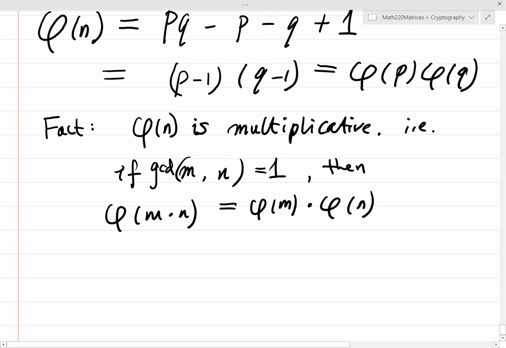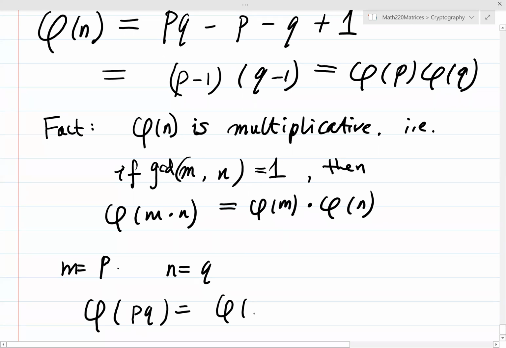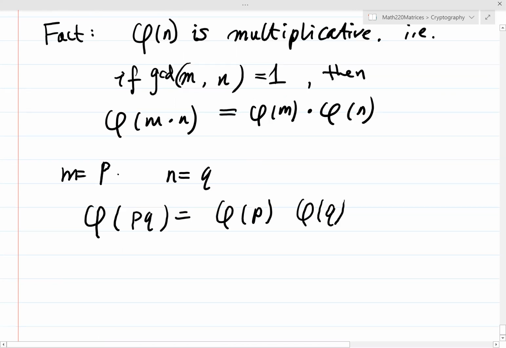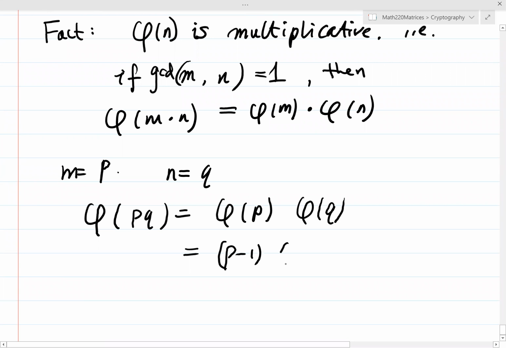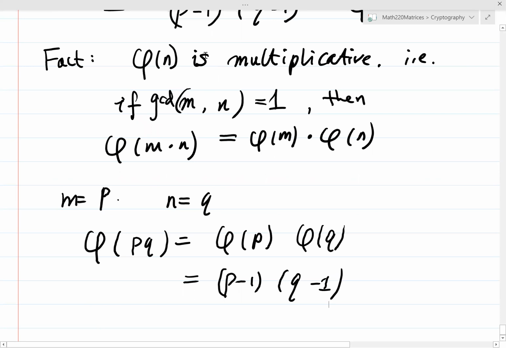When we choose M equal to P and N equal to Q, they are coprime and distinct, so phi PQ is phi P times phi Q, which is P minus 1 times Q minus 1. Now we already have enough background for the RSA algorithm. Now we explain what the RSA algorithm is, and then we will give one example of how we apply RSA.